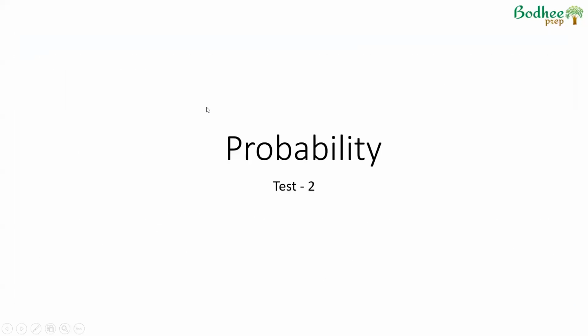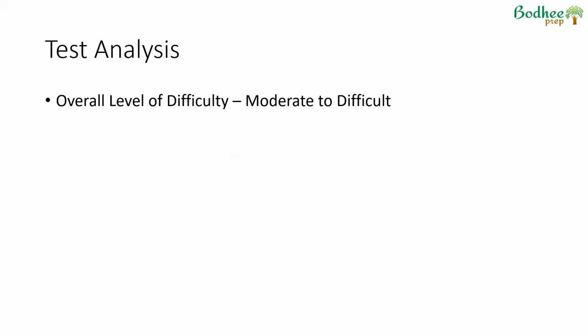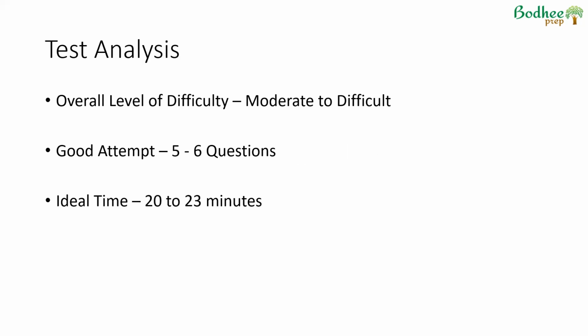This video is on the topic probability, and this is test number 2 that we're discussing. Overall, I think a moderate to difficult level of test. 5 questions net correct in about 23 minutes would be a good attempt, which would get you 95+%.